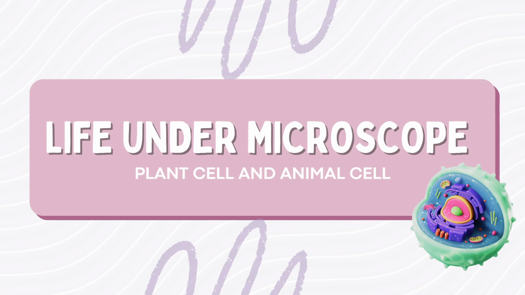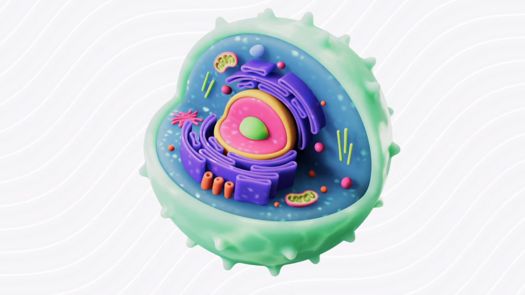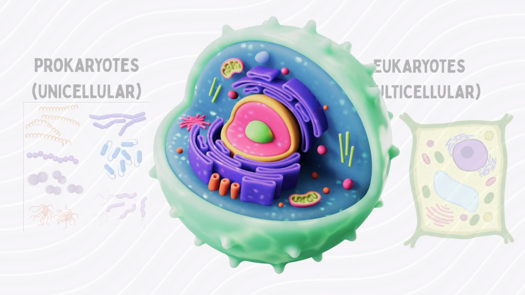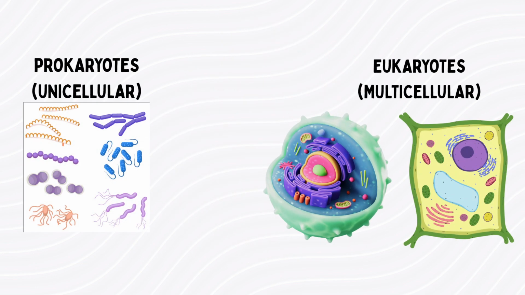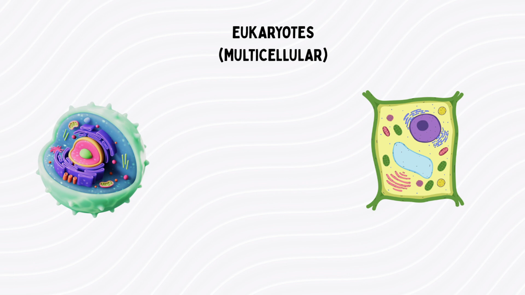Welcome to our very first series of the channel, Life Under Microscope, where we will explore the tiny life inside us. Cell. They're in every living organism on the planet, the most basic fundamental unit of life. There are two types of it, prokaryotes which are unicellular and eukaryotes which are multicellular. But for today's video we will understand the eukaryotes.